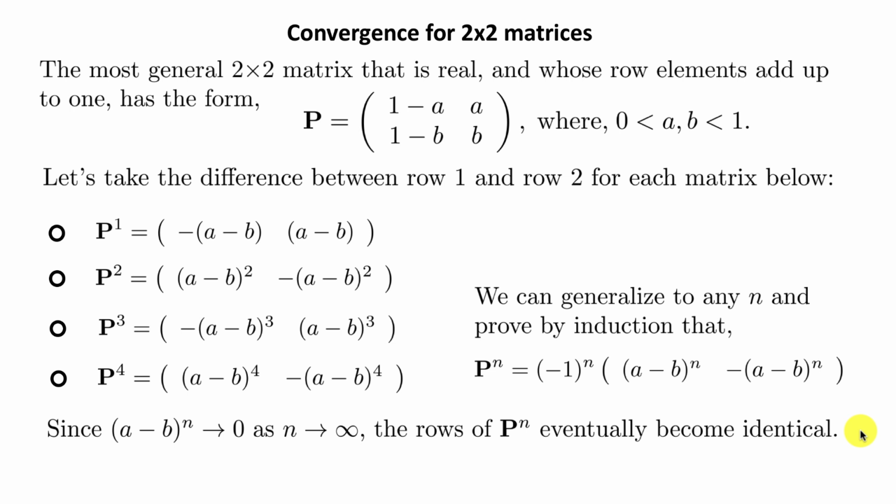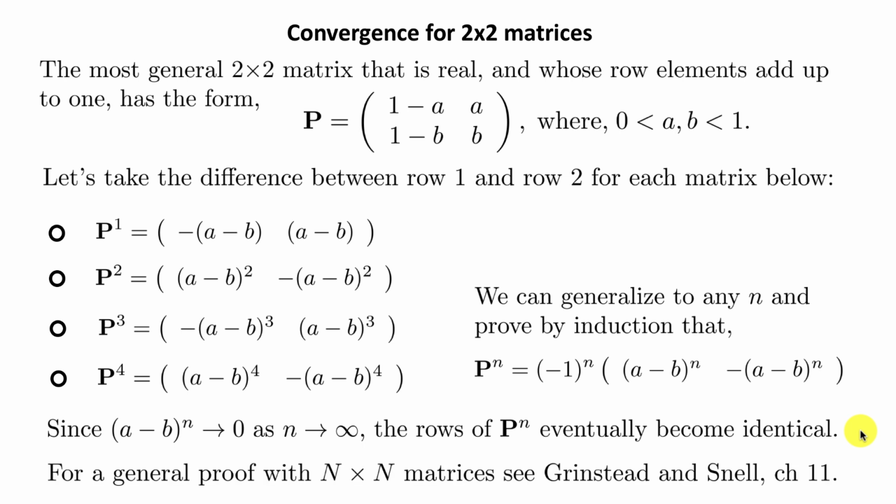Now this proof holds only for 2 by 2 matrices. However, for a general proof with n by n matrices, and it's a very clever proof, you should see Grinstead and Snell, chapter 11.